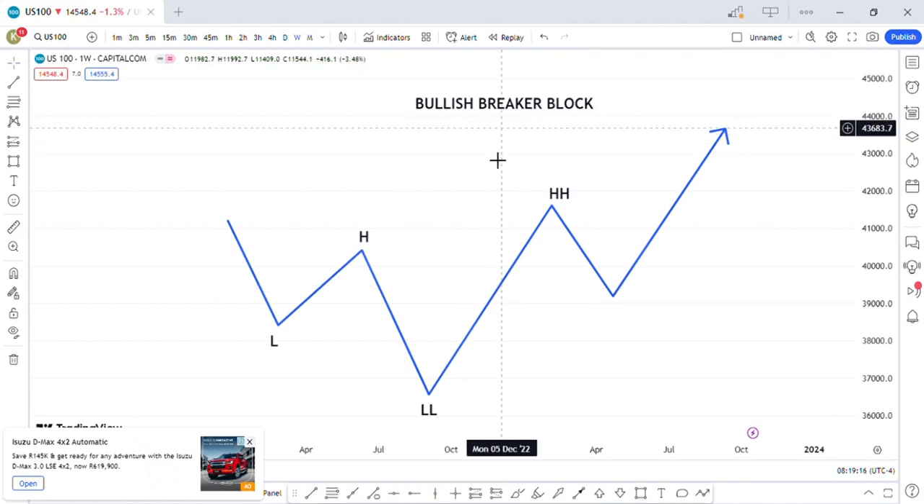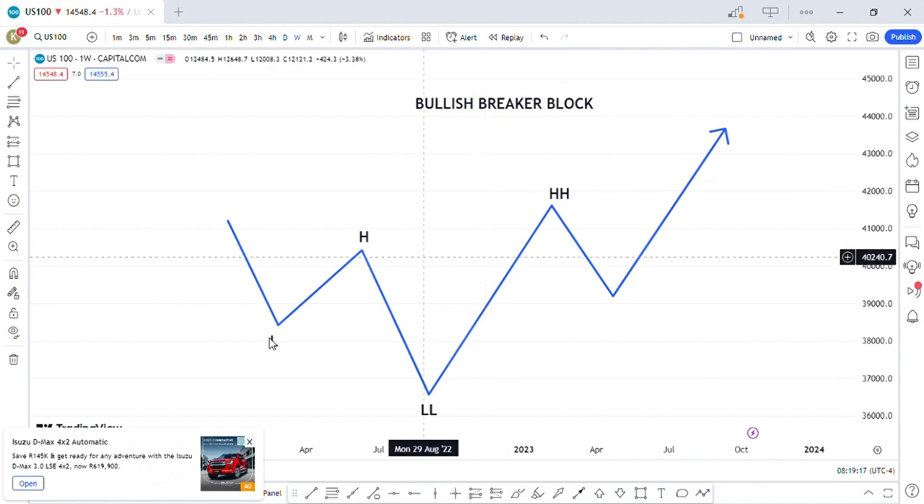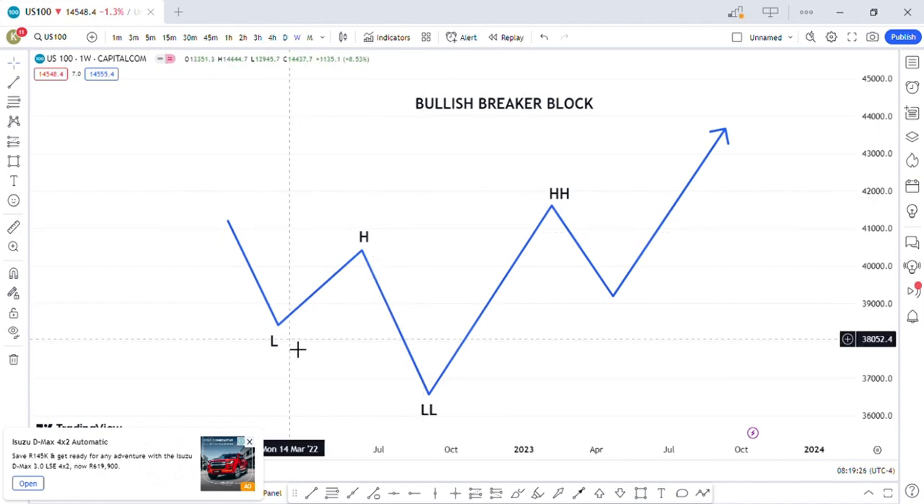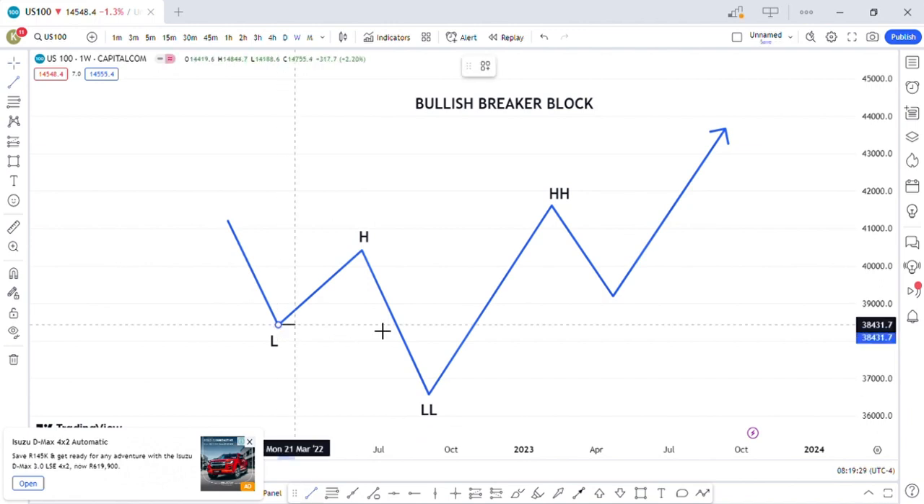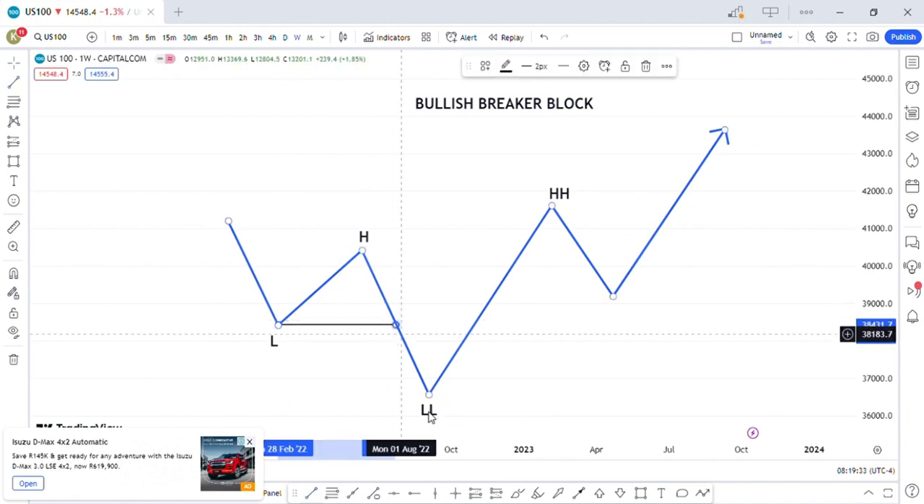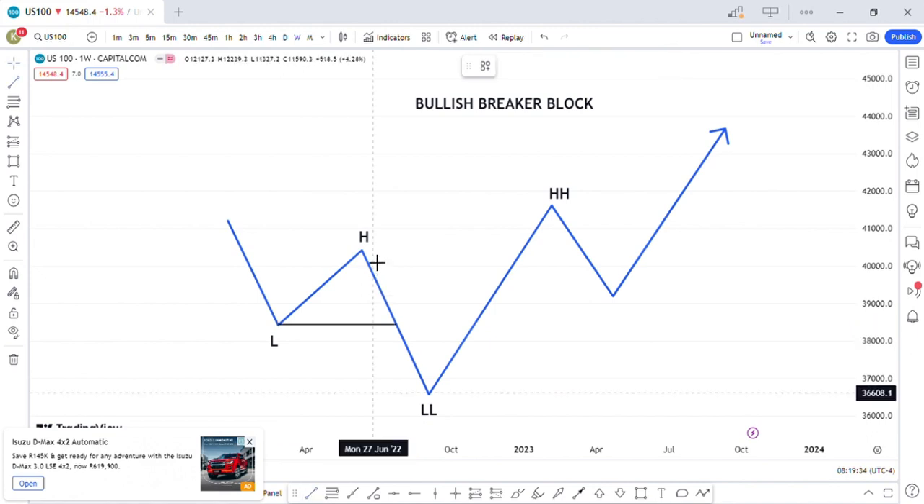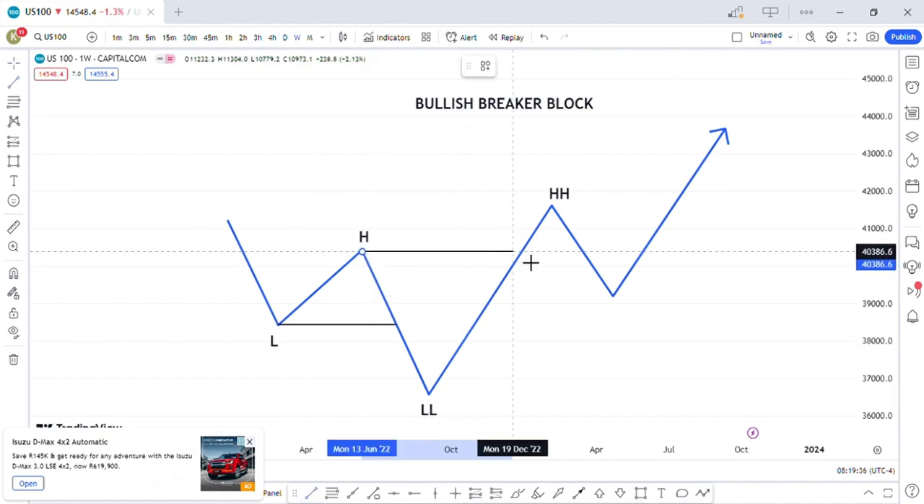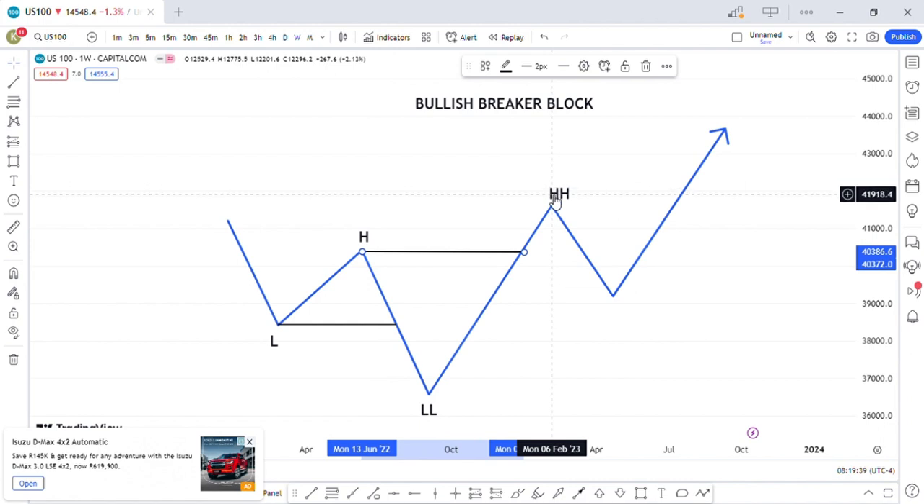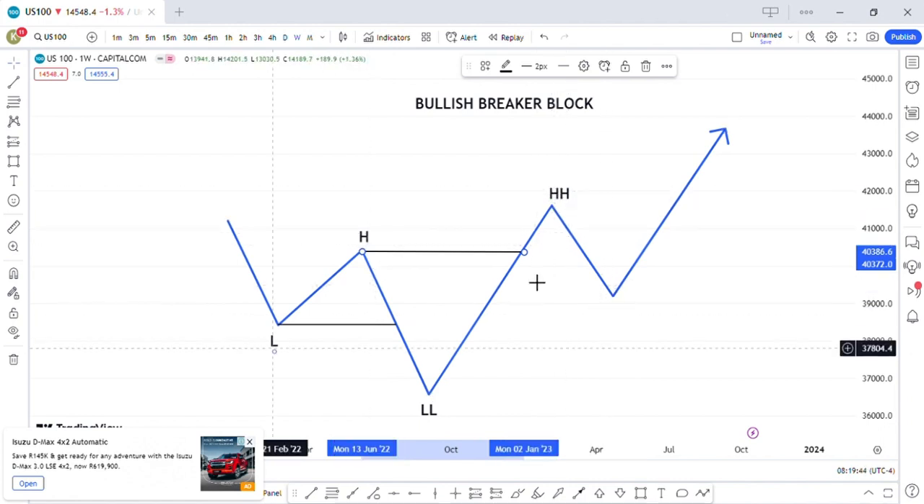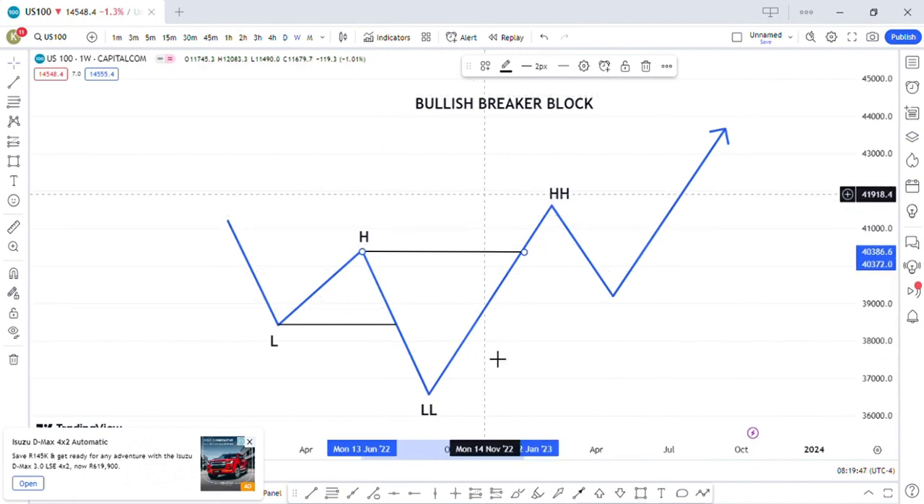With the bullish breaker block, we have a low, a high, and a low. A break of structure, or a liquidity sweep, occurs here, making this lower low, and then we have a higher high by breaking this structure. Then we expect the market to retrace in between the high, the low, and the high, and to go up. That's where we find our breaker block. We find our breaker block located here.